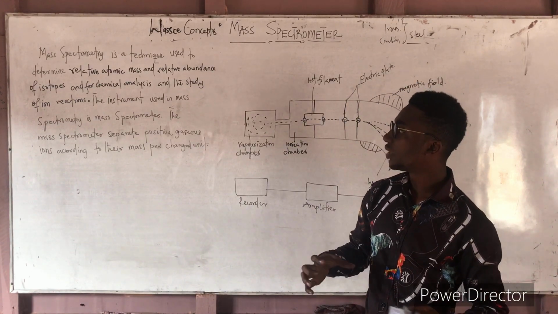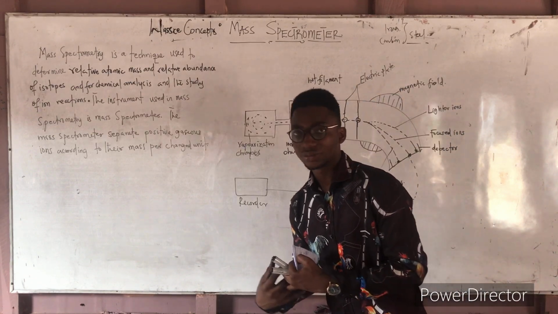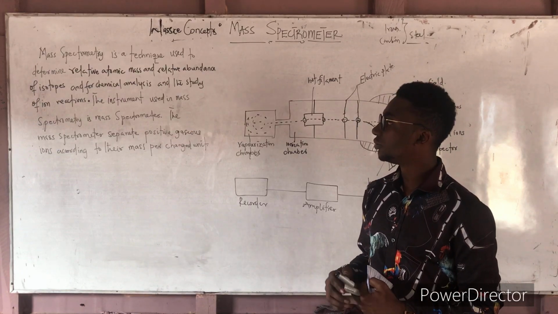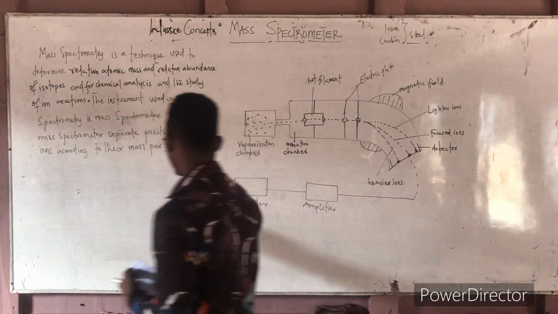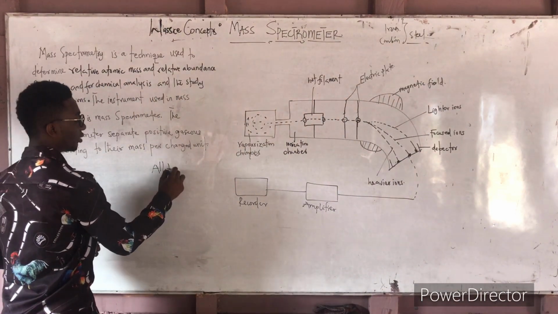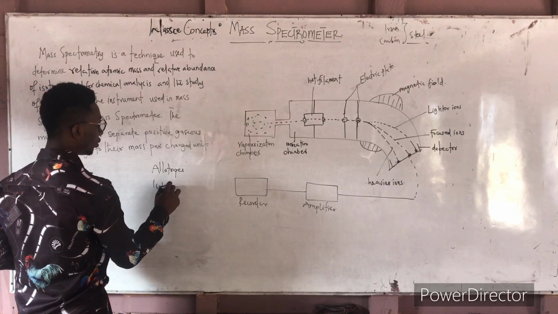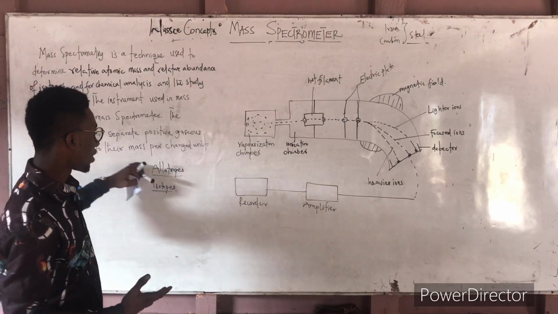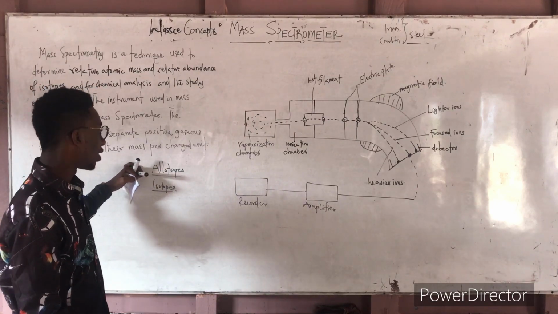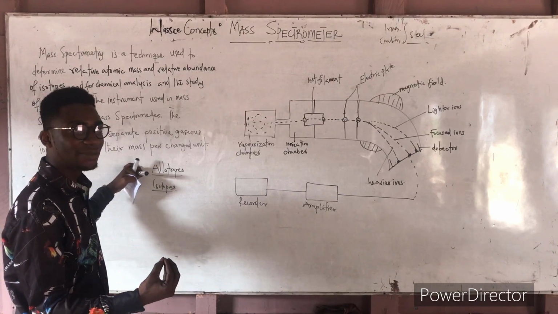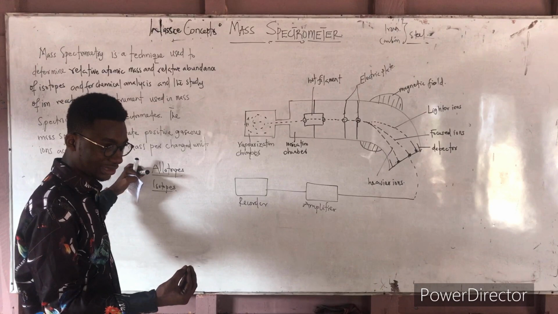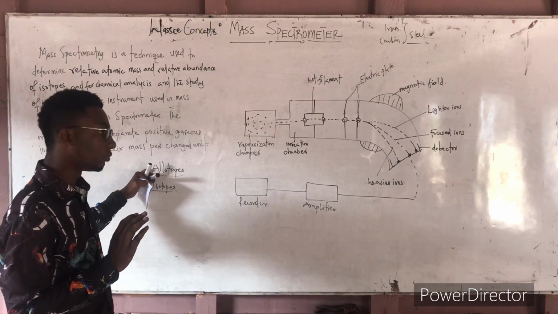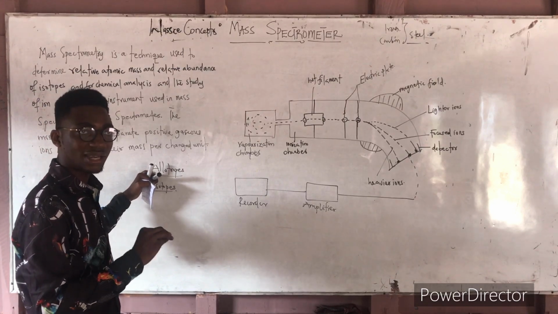Again, if we want to determine the relative atomic masses of a substance or the relative abundance of isotopes of an atom, you can also use mass spectrometry. What is an isotope? You know that we have allotropes and we have isotopes. An allotrope of an atom has the same chemical element, but its structure is different.